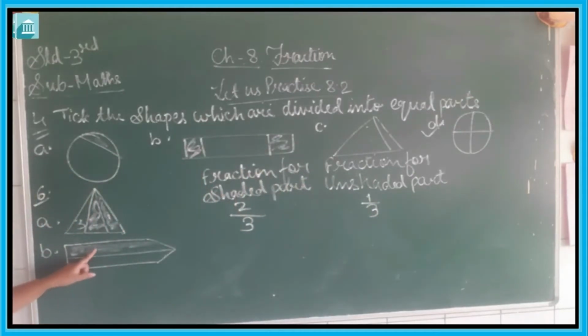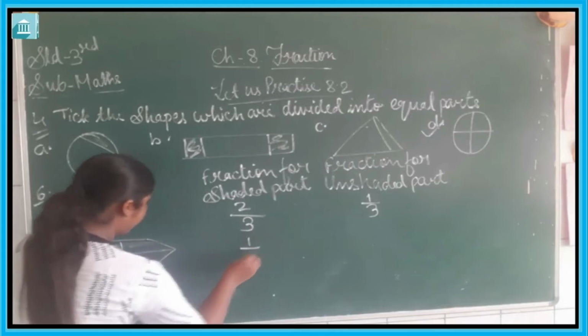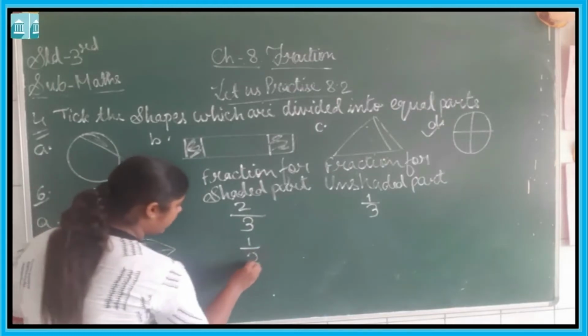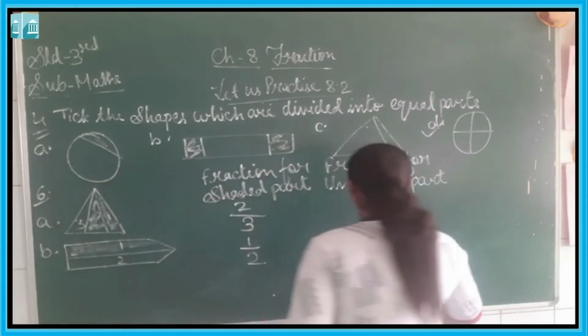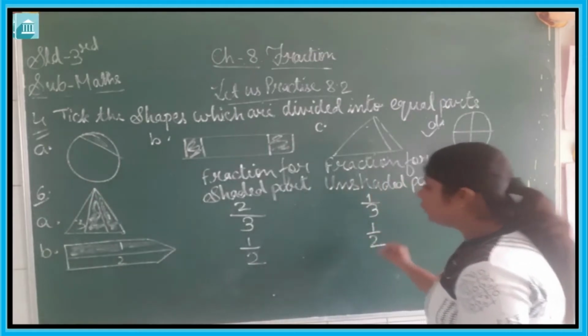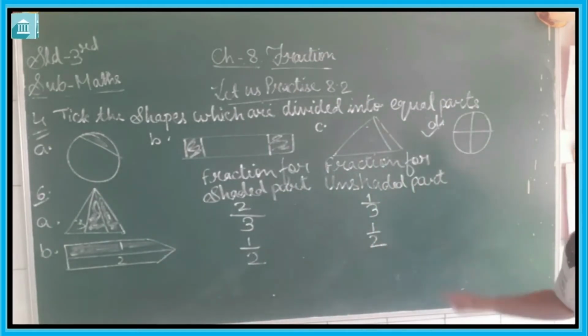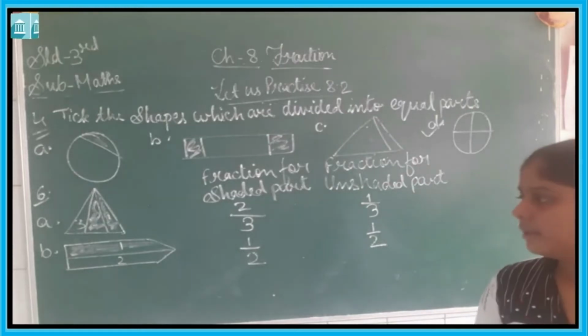How many is the shaded part? 1. So 1 by the total part, which is 2. Now the fraction for the unshaded part is also 1 by 2. I have done A and B; the rest you have to do.